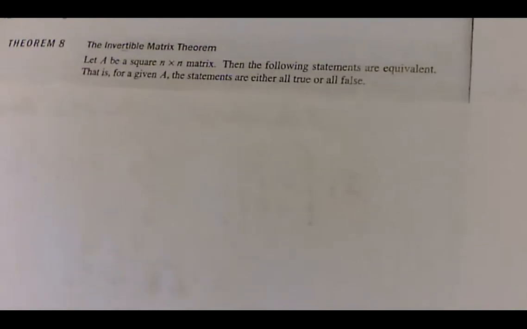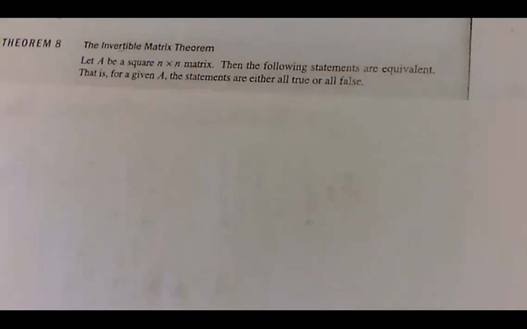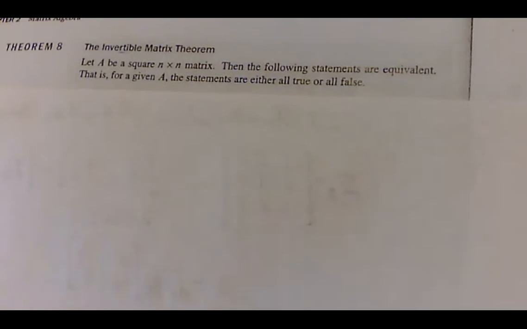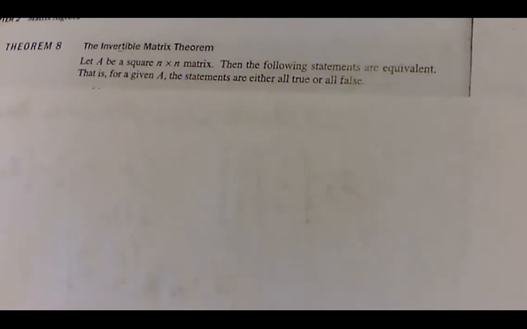All right, so first let's get the setup, okay? A is a square n by n matrix. N by n and square is kind of redundant, but just to reinforce, these are square matrices. Then it says the following statements are equivalent, which means that for a given A, all of the following statements are either all true or all false. And this is going to have 12 different statements. So these statements are all true or all false for any given square matrix.